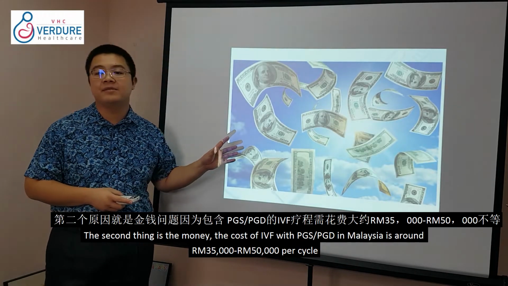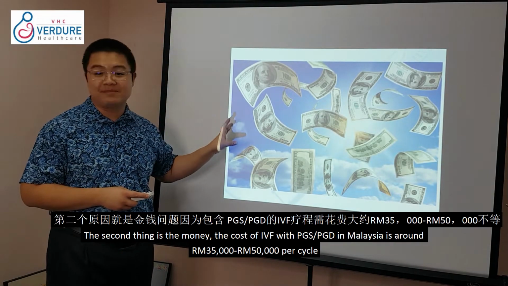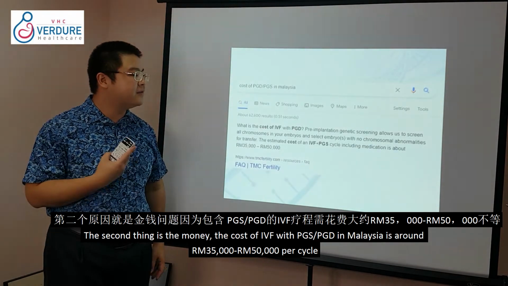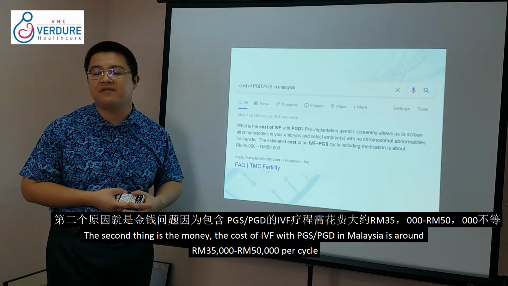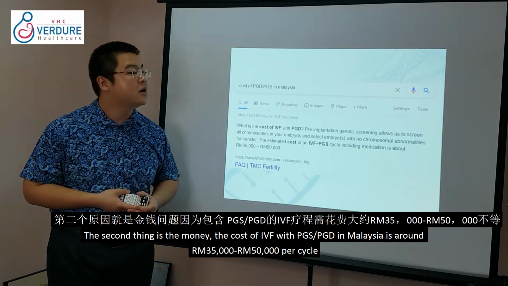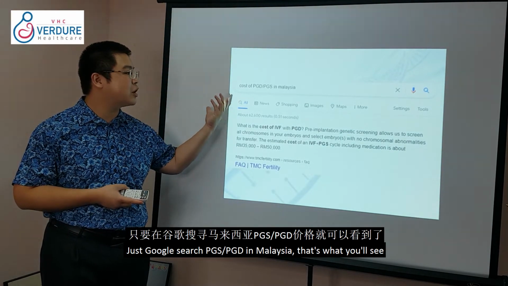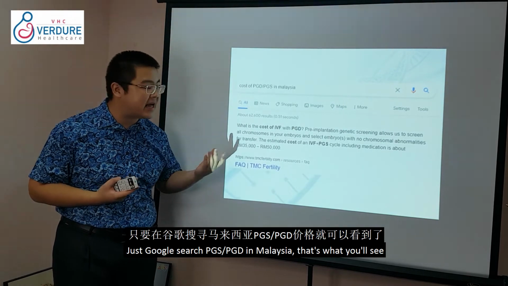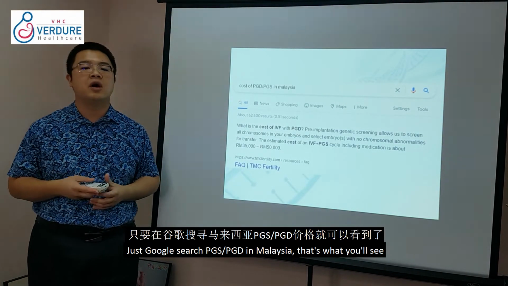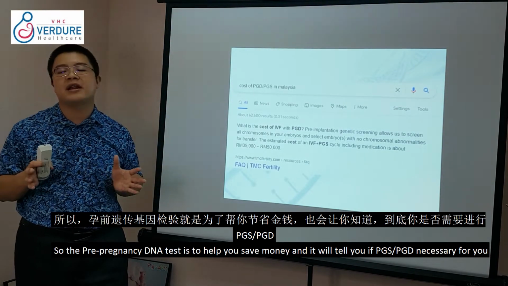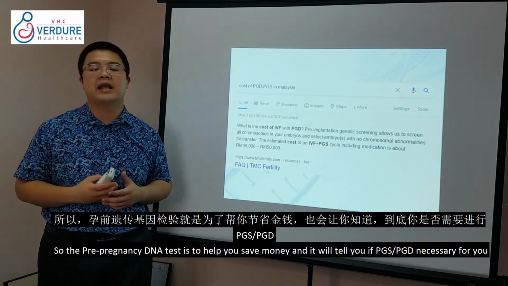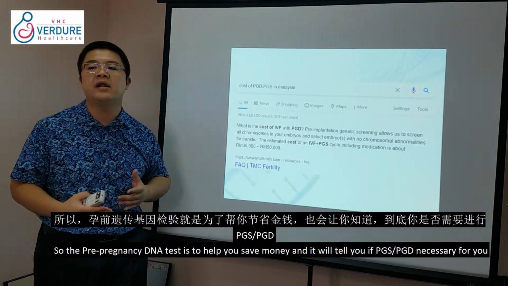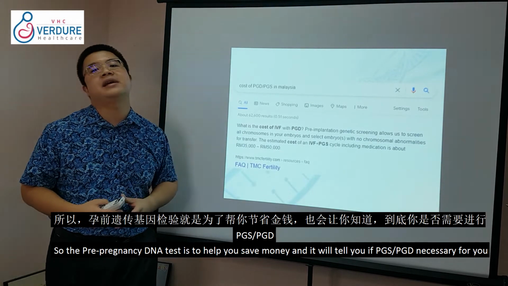The second problem is money, because one of these PGS-PGD cycles might cost you an extra 35 to 55,000. You can simply go to Google and search the cost of PGS-PGD in Malaysia, and that's what it will tell you. So this particular test, the pre-pregnancy DNA screening, is to help you save money, and it will tell you whether or not PGS-PGD is really necessary for you.